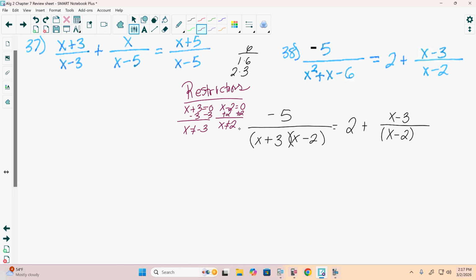It does not work. So we can't have either one of these here. All right, guys, focus in. Now, what we're going to multiply everything by is going to be x plus 3 times x minus 2. On the far left, the x plus 3 and x plus 3 would simplify. X minus 2 and x minus 2 would. On the far right, the only thing that will simplify is the x minus 2 and x minus 2 on top and bottom.